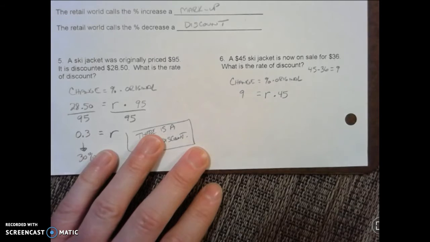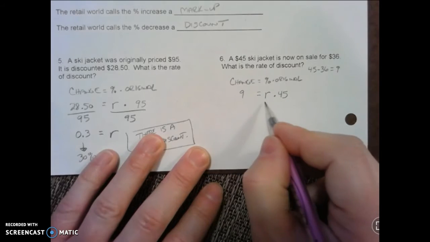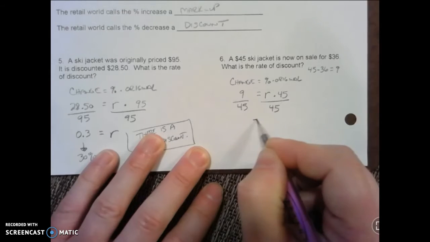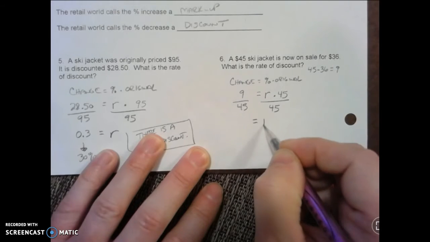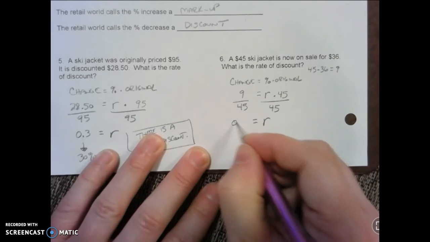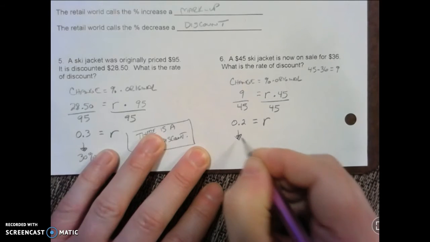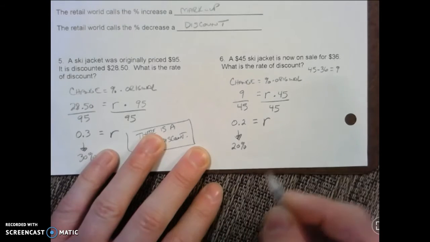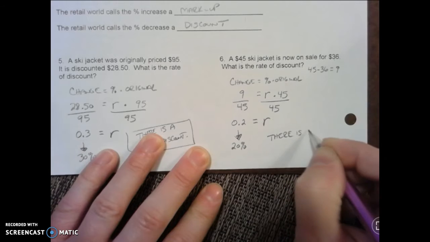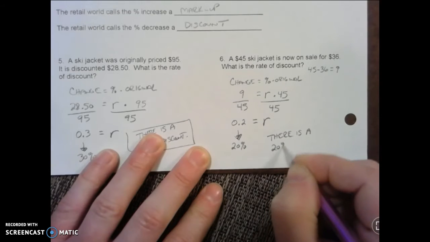9 equals R times 45. Let's divide each side by 45 to get the value of R. 45 divided by itself is 1, leaving us with R on the right. 9 divided by 45 is equal to 2/10, which we know is the same as 20%. And so for this ski jacket, there is a 20% discount.